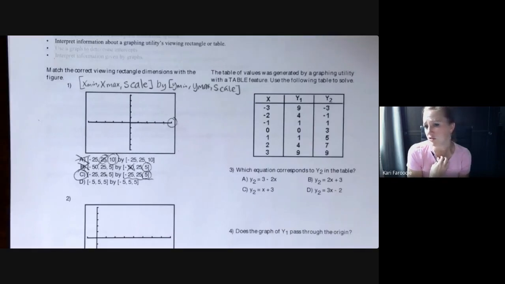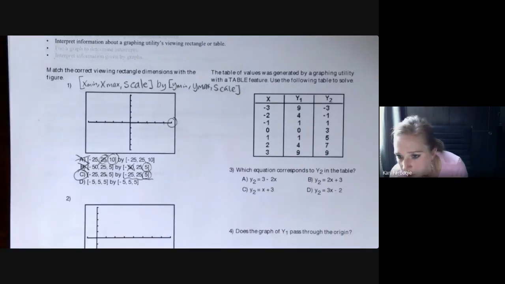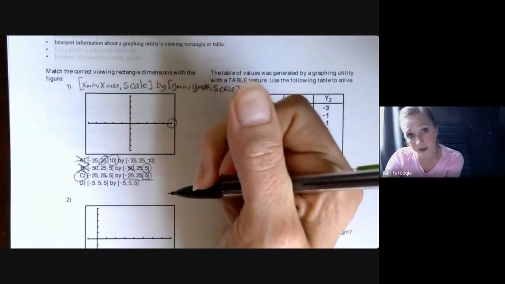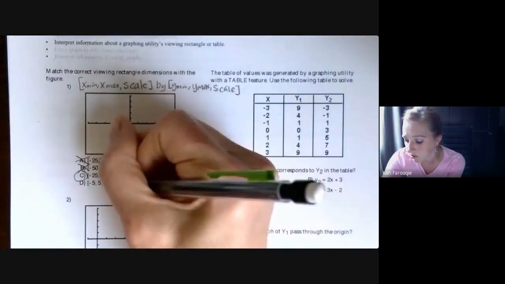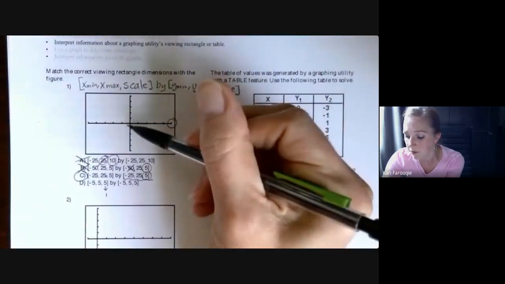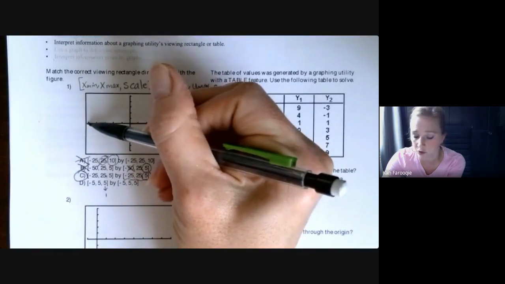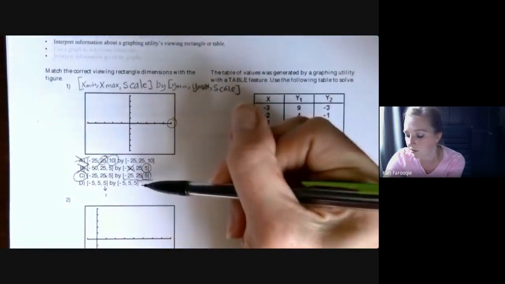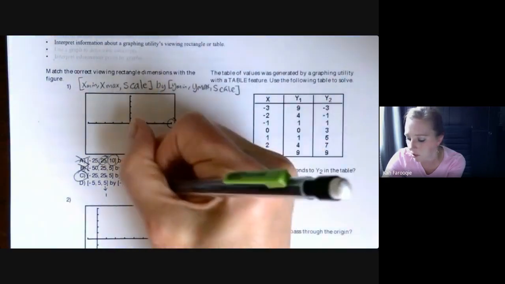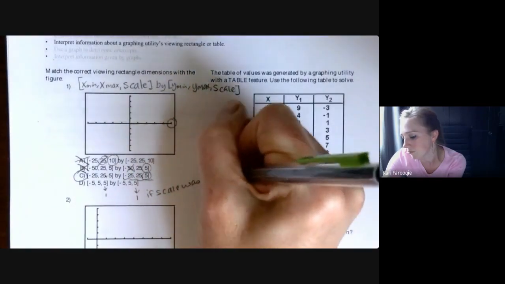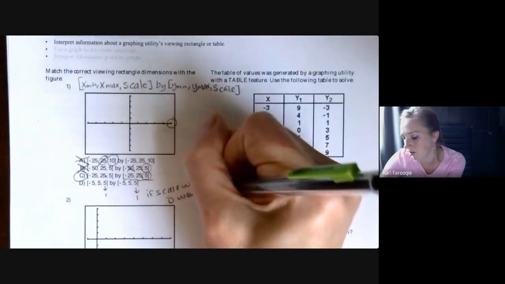All right, any questions about number 1? Ben wants to know if the scale for D was 1, would it be correct? That's a great question. And yes, if that is the case, yes. If for D you had a scale of 1, then every tick mark would represent 1 unit, and you would have the x-axis going from -5 to +5. And the y-axis would also be going from -5 to +5. So yes, if scale was 1, D would also be correct.